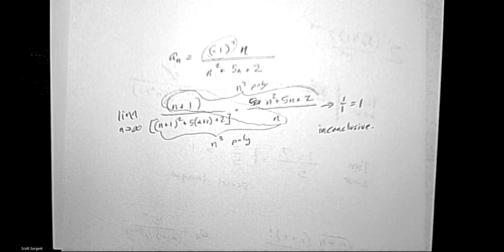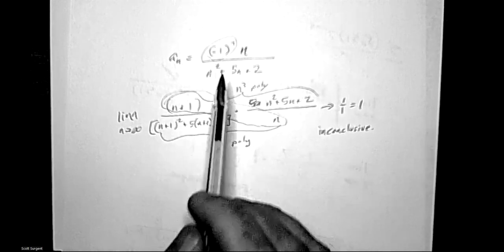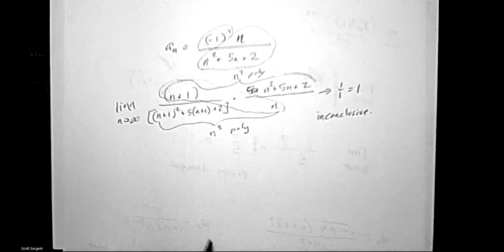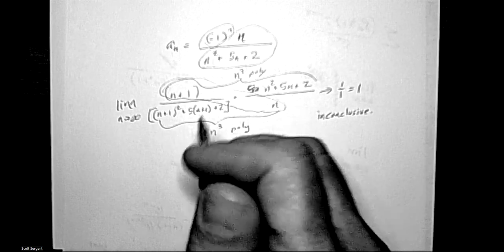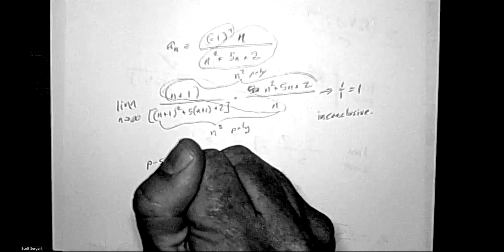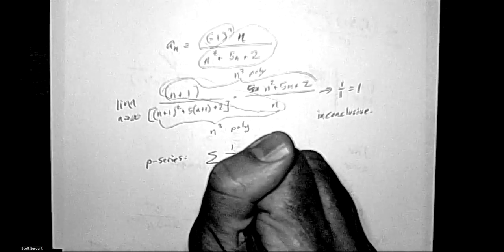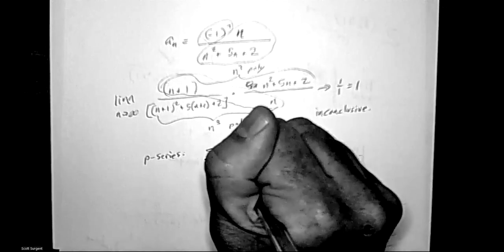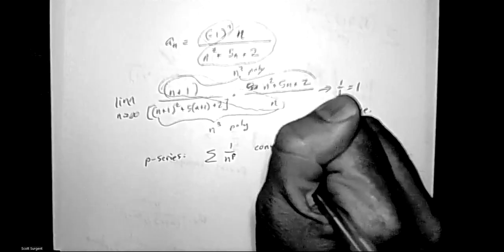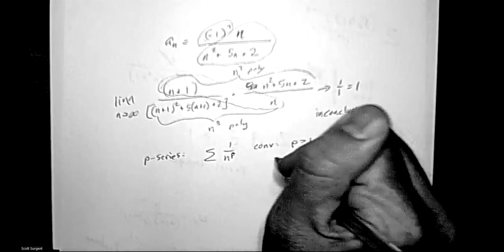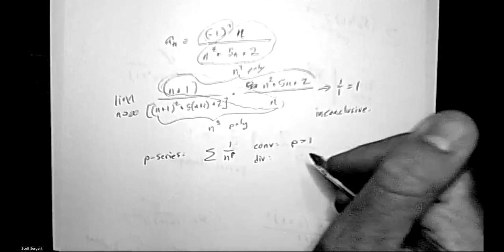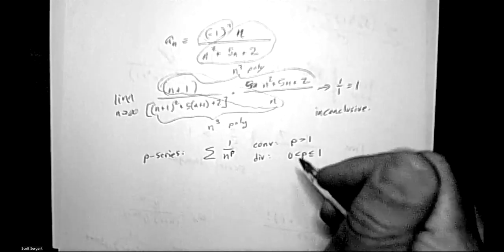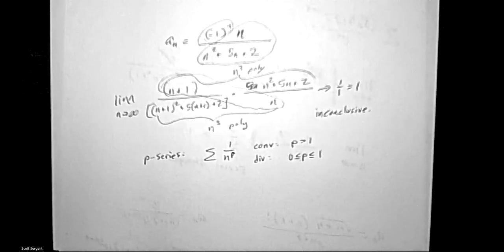In a case like this, I actually do what's called the p-series test, and I'm going to give you kind of a heuristic approach to it. Basically, a series of this form, 1 over n to the p, is convergent if p is greater than 1, and it's divergent if p is between 0 and 1. If p is 0, you just get ones.